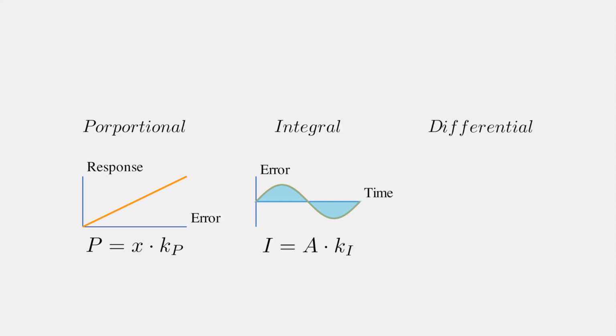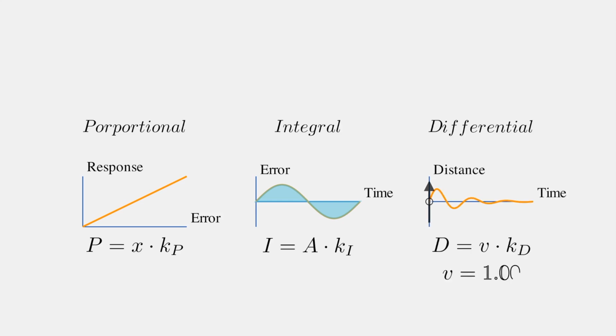Lastly, the differential response is based upon the derivative. The derivative is essentially the current velocity, or speed. So the faster we are approaching the target, the greater the differential response will be.